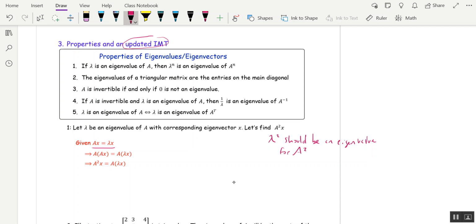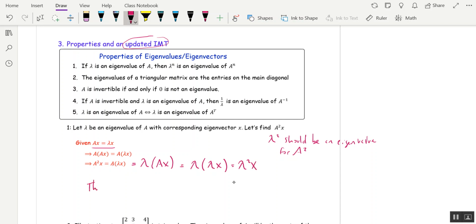I take Ax equals lambda x, that's given, and multiply on the left both sides of that equation by A. Now on the left I have A squared x, and on the right I have A times lambda x. Well, lambda is a constant. Constants can come out of matrix multiplication. So that's the same as lambda times Ax. But remember, what is Ax? Ax is lambda x. So that's lambda times lambda x, which is lambda squared x.